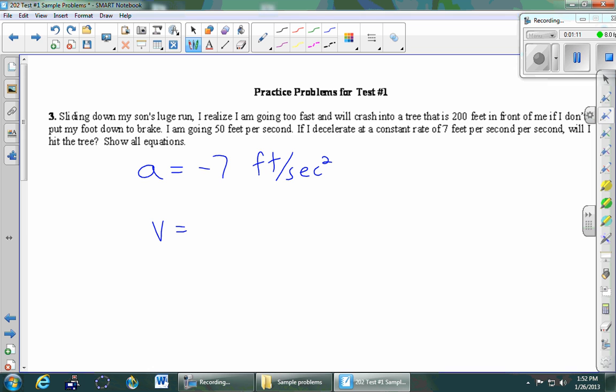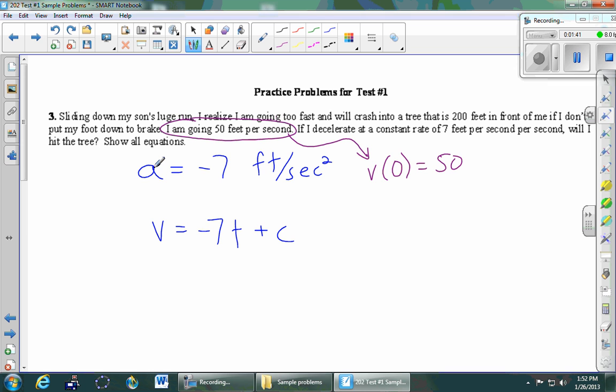So the antiderivative of acceleration is v. The antiderivative of negative 7 is negative 7x, but let's use t as our variable here for time. But really important here is that we put plus c. There's some unknown constant sitting there at the end. So how are we going to find that constant? Well, right here it says I am going 50 feet per second. That's at this moment, at the start of this experiment. So what does that mean? It means that if you plug 0 in for time, the velocity is positive 50.